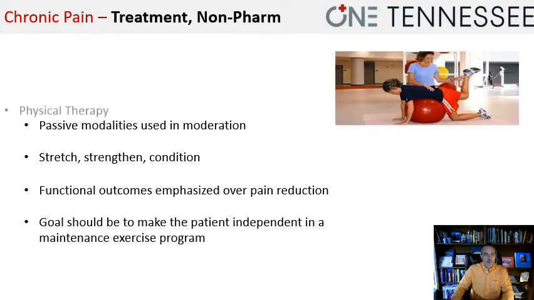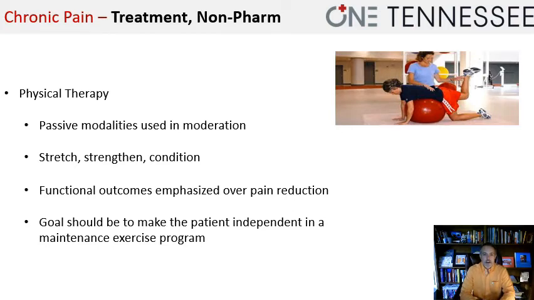When looking at physical therapy specifically, you typically want to use passive modalities used in moderation. So you don't want to overdo it, just like you wouldn't want to overdo any medication or exercise. Typically involves stretching, strengthening, and conditioning. And that third bullet point there is really important. You're really emphasizing functional outcomes over pain reduction. So you want to make it so they can enjoy the things that they used to enjoy and be able to physically participate. And the main focus or goal there is the functional outcomes, not necessarily an overall reduction in the pain.